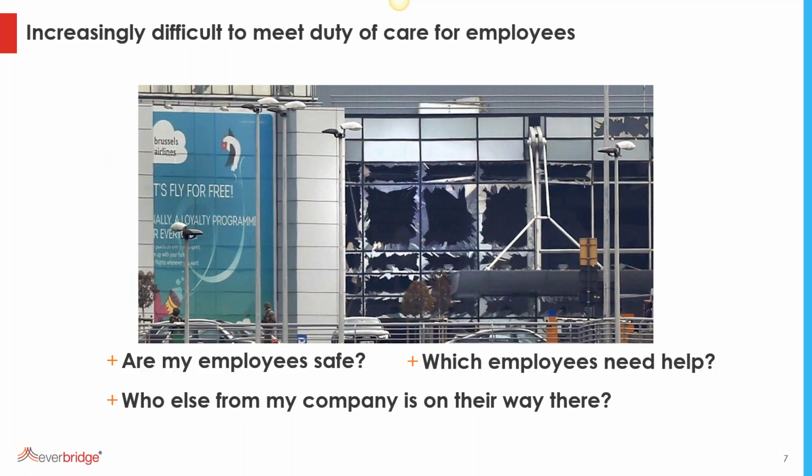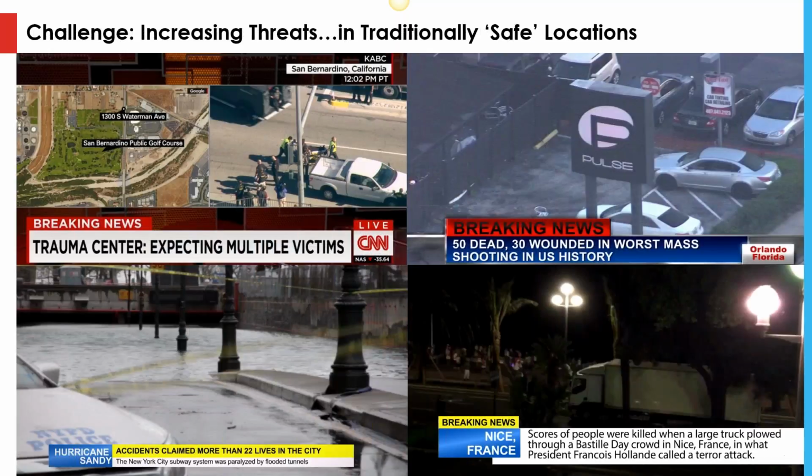Now, what we are finding is that a lot of our clients are trying to solve what seems like a simple problem. They want to keep their employees safe, and they want to be able to provide assistance to employees who may require assistance. So traditionally, companies have used a mass notification system for that, and we now see that in a world of growing threats.